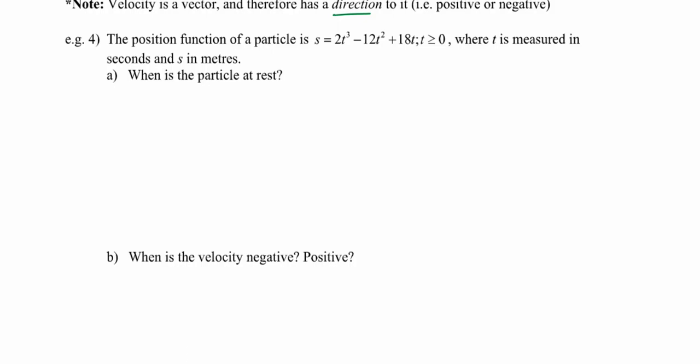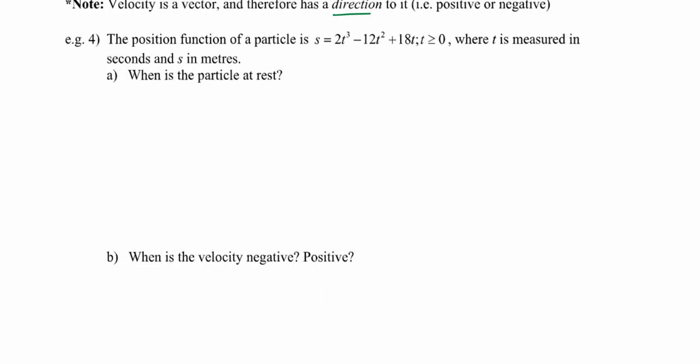All right, so next one. The position function of a particle is s is equal to all of this, where t is greater than or equal to 0, where t is measured in seconds and s in meters. Now this is kind of a funny one because we never did this in physics, did we? But in calculus, distance is quite often used with the symbol s.